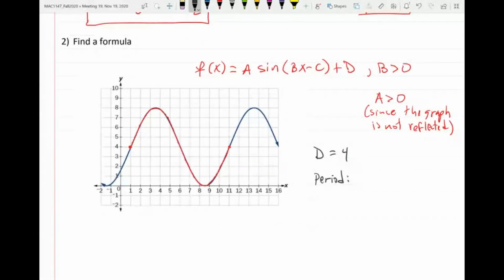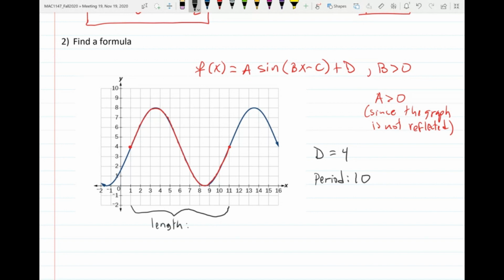Are you sure? From 1 to 11, what's the length? Oh, from 1 to 11, 10. It's 10, right? So the period is 10. Remember, guys, period is the length of the main cycle. The cycle begins here at 1 and goes all the way to 11. So what's the length of that? The length is 11 minus 1, which is 10.